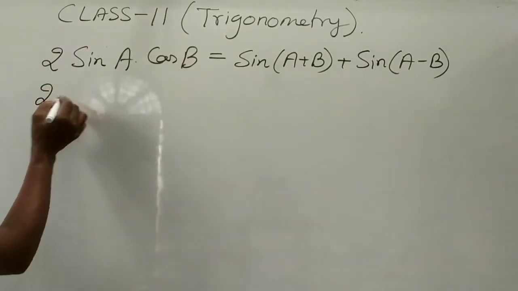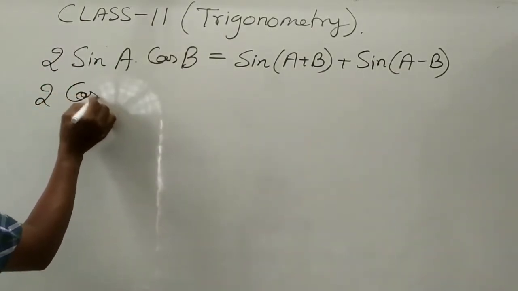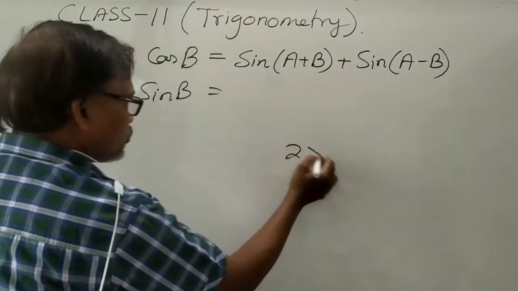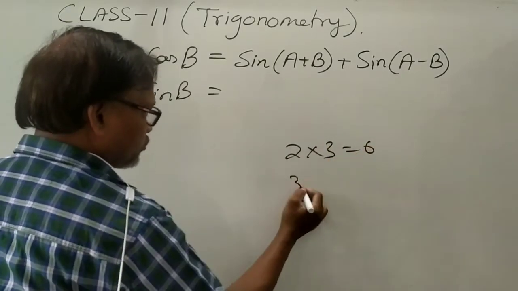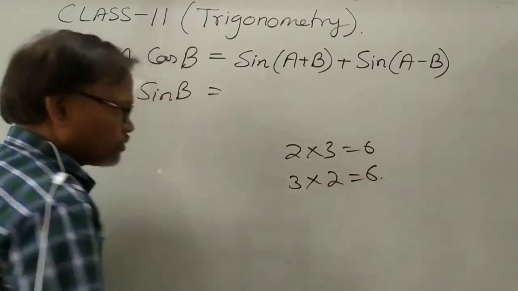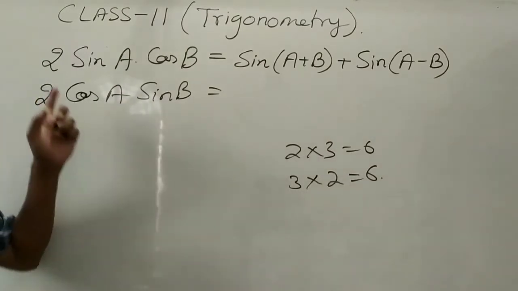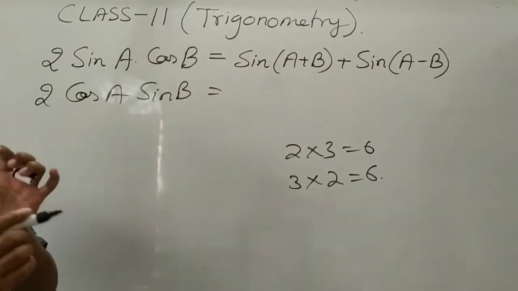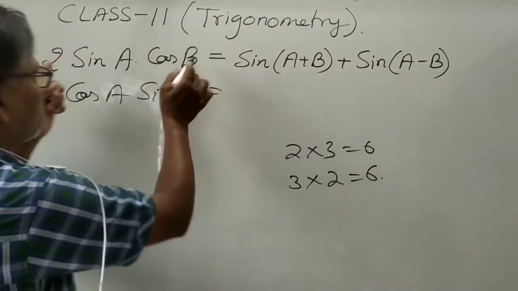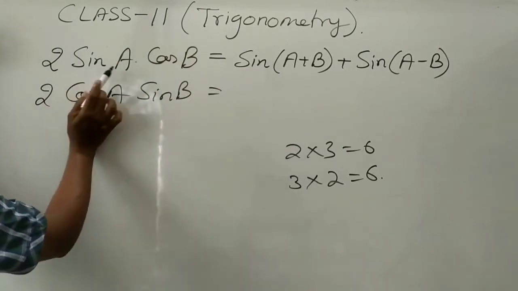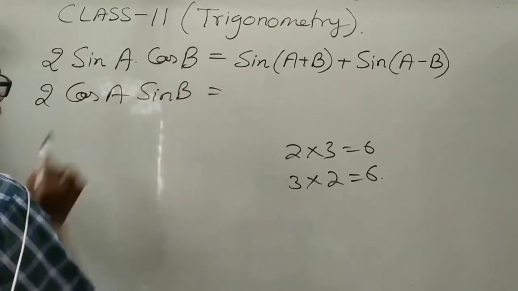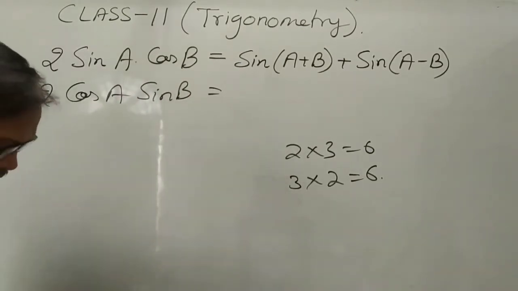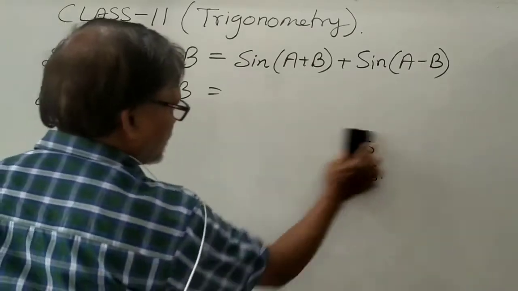Second formula, in the opposite case, suppose you have cos A and sin B. I will tell you, like 2 into 3 is 6, so 3 into 2 is also 6. Then why am I writing it here? Because these are in product, so we can write cos B here or sin A. But if you see the left hand side, here with sin the angle A and with cos the angle B, here with cos angle A and with sin angle B, there is a difference. Why is there a difference?